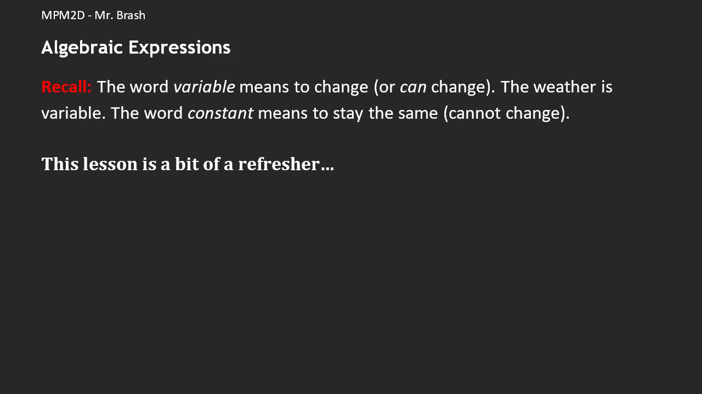We're going to take a look at some algebraic expressions, and most of this will be a refresher for some of you, and hopefully for some of you it sparks some memories. So we need to remember that the word variable means that things can change. For example, the weather is variable from day to day, but the word constant means to stay the same.